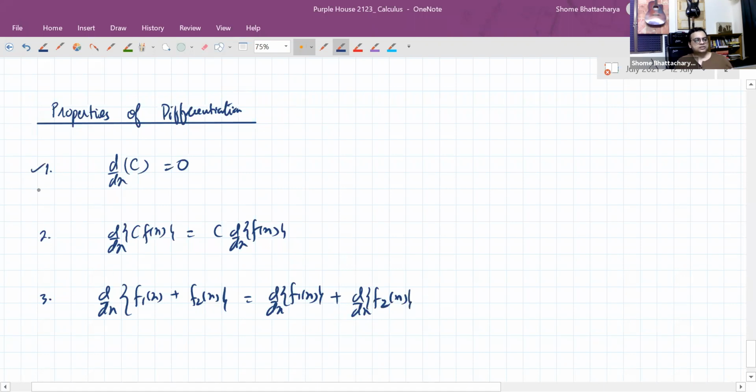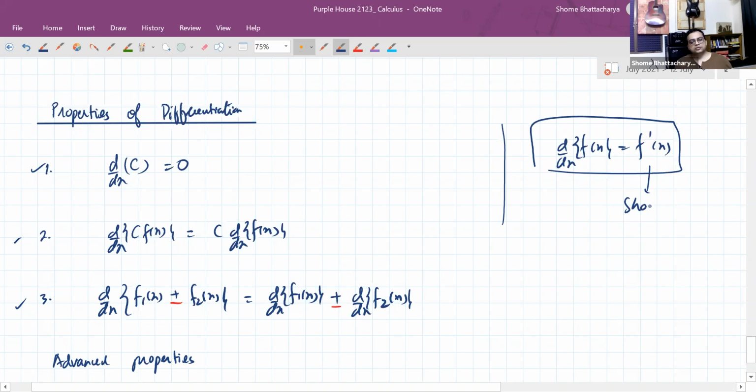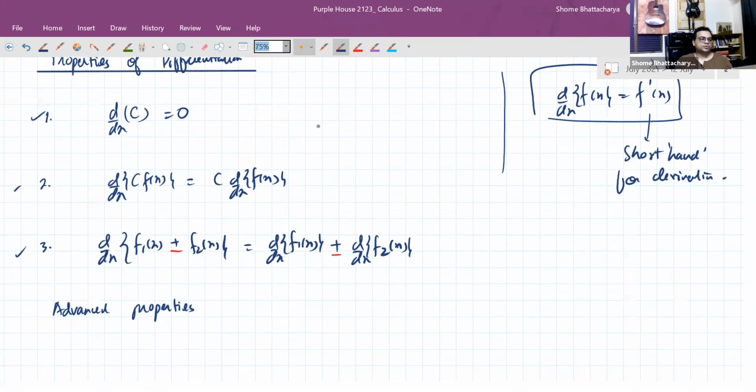So these are all things that we've seen. Or even if there's a minus sign in between over here, we can put a minus sign there. Now we'll come to more advanced properties. But before that, have I taught you the short form for differentiation using the prime notation? Yes, sir. Good. So this is the shorthand notation for derivative. Okay. So now next thing we'll see in the advanced properties.